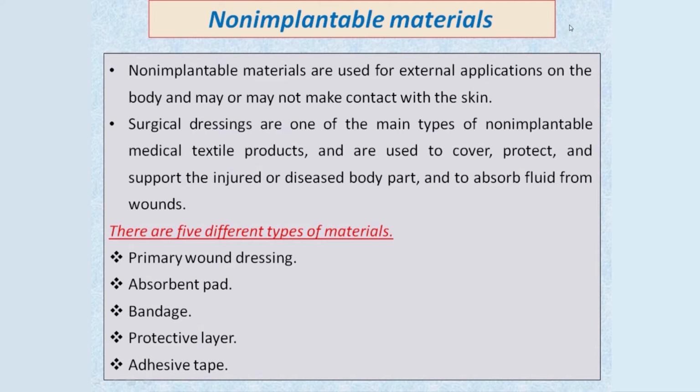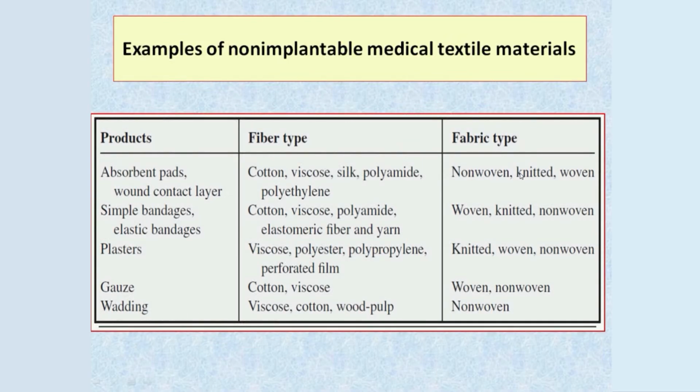And in the case of medical textiles, we can divide this category into two different parts. One of them is non-implantable materials. The other one is implantable materials. In the case of non-implantable materials, we can say that these materials are used for external applications on the body, and they may or may not make contact with the skin. And there are actually 5 main groups we can give as examples, for example, primary wound dressings, absorbent pads, bandages, protective layers, adhesive layers, etc. And these are again the products, fiber type and fabric type of these specific groups. And we can see mostly woven, knitted, and non-woven fabrics are used.